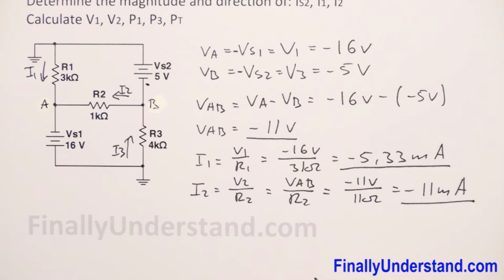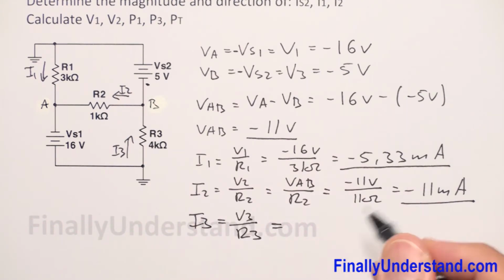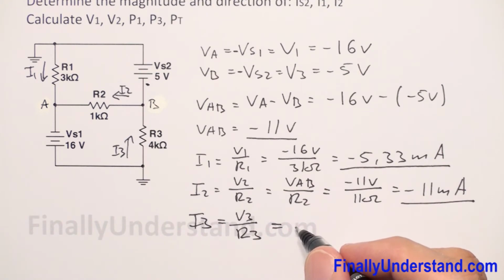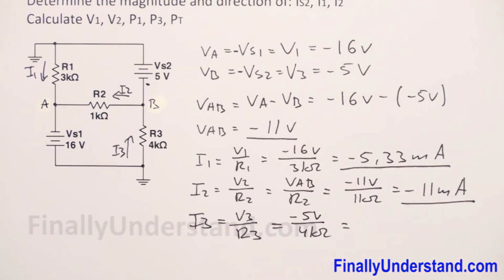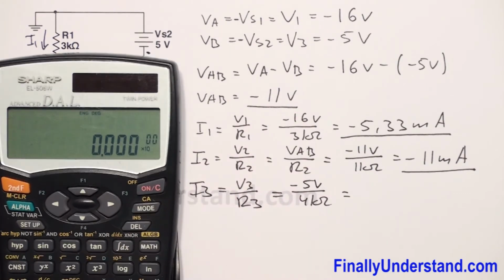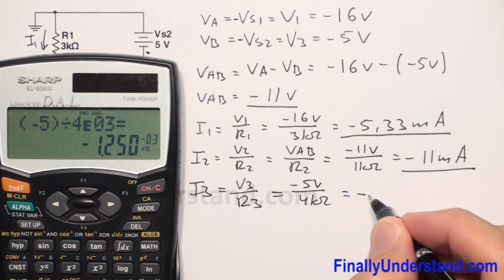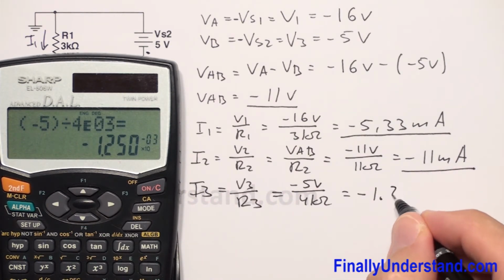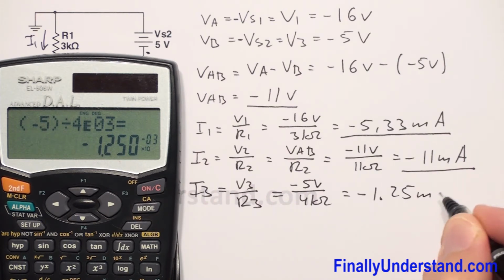Now we need to find I3. I3 is equal to V3 over R3, where V3 we said is negative 5 volts, and R3 is 4 kilo ohms. This is equal to negative 5 divided by 4 times 10 to the 3, which is negative 1.25 milliamps.